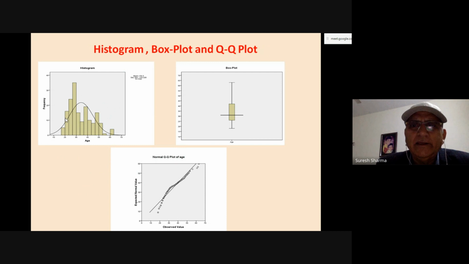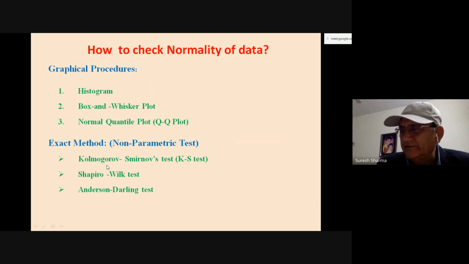The same way it can happen here, that your median is very, very close to the center, but not exactly in the center. It is close to the center. Then you are in a fix. Should I take this as normal, or not? In such a situation, listen to me carefully. In such a situation, we go for these types of tests.